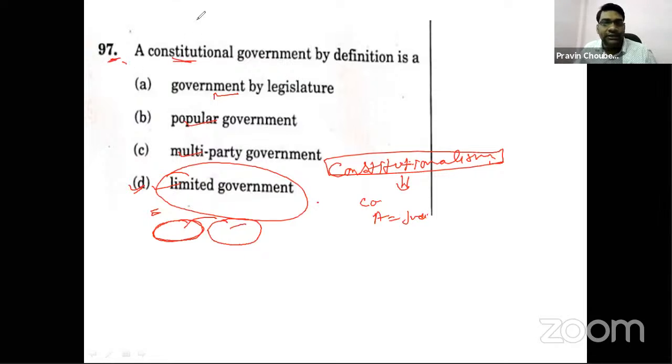Question number 97, this is CSE 97. A constitutional government by definition is a limited government. It should understand its boundary limit, कितना उसको काम करना है, this should understand its boundary limit.